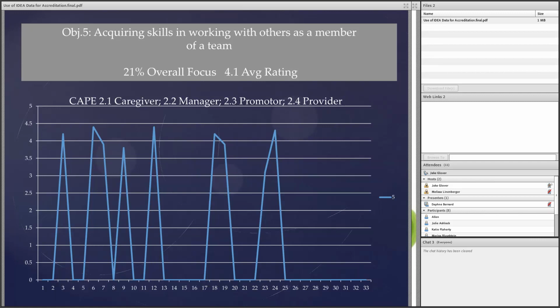But I put this one in a gray area because, as you can recall, this was not one of the overall objectives that we put a particular amount of emphasis on. Out of all the classes, it was emphasized in 21% of the classes. So it is important. It's extremely important because it speaks directly to some of those CAPE outcomes. But I did want to highlight that we only had a 21% focus on it. That's why you see that grayed out.